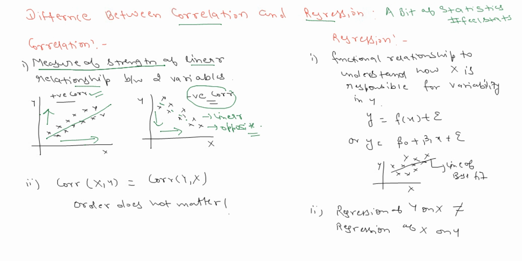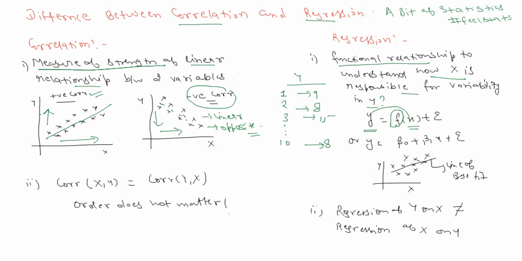In regression, we are trying to understand a functional relationship. When I say functional relationship, I mean a mathematical relationship between two variables, x and y. But in this relationship, we are trying to understand how x is responsible for variability in y. What does it mean? Suppose I have the data of daily sales of a particular item. Say it is the sale of day 1, then day 2, day 3, up to the sale at day 10, and I have 9 units here, 8 units here, 15 units here, and 8 units here.